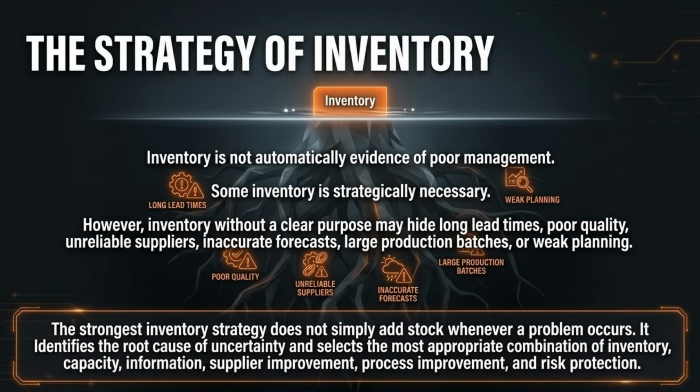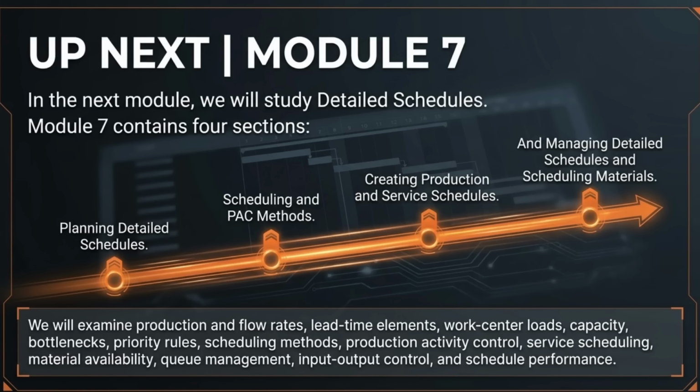Inventory is not automatically evidence of poor management. Some inventory is strategically necessary. However, inventory without a clear purpose may hide long lead times, poor quality, unreliable suppliers, inaccurate forecasts, large production batches, or weak planning. The strongest inventory strategy does not simply add stock every time a problem occurs. It identifies the root cause of uncertainty and selects the most appropriate combination of inventory, capacity, information, supplier improvement, process improvement, and risk protection. In the next module, we will study detailed schedules.